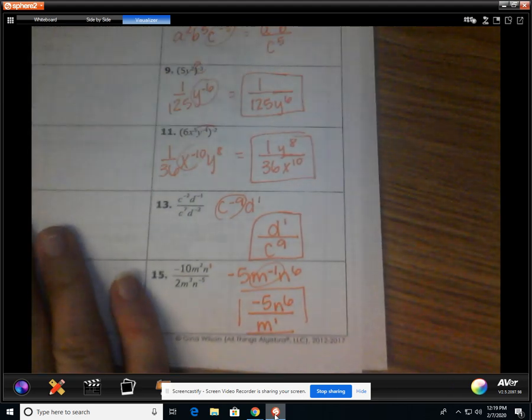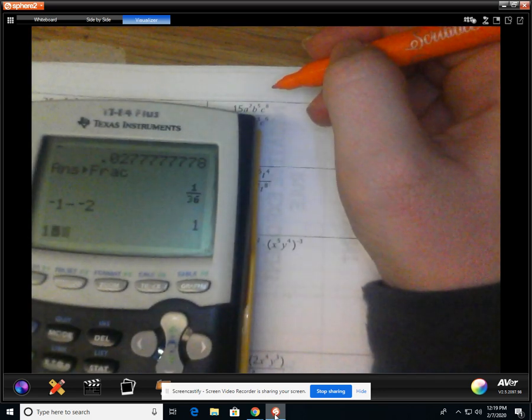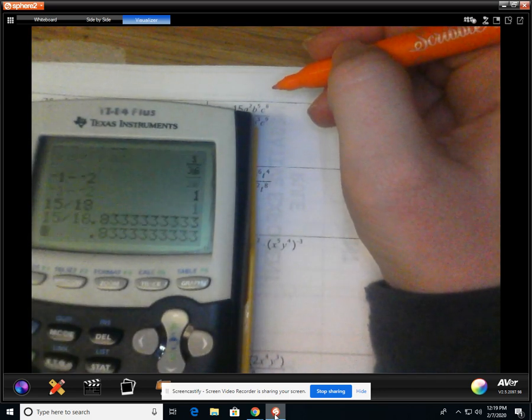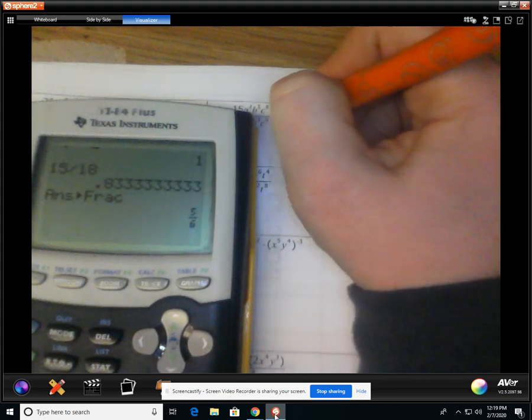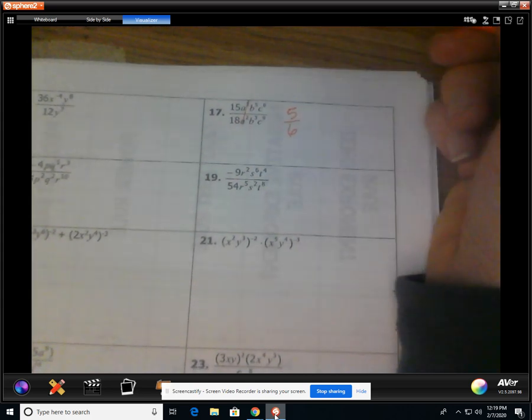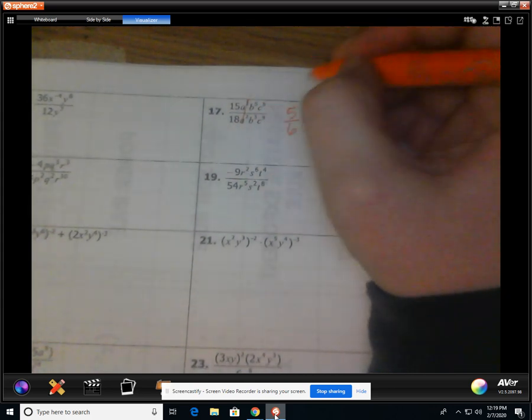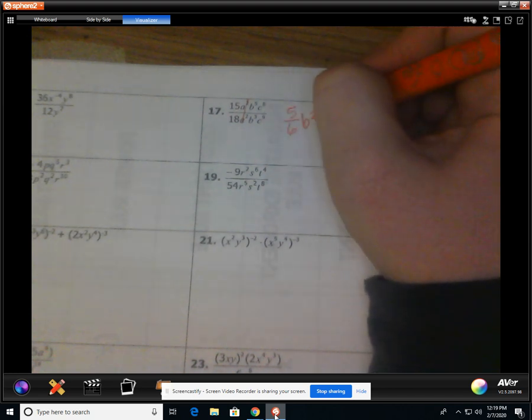Okay, flipping over to the back for a few more examples. For number 17, I have 15 divided by 18. Convert that back into a fraction. So that would be 5/6. And then 2 minus 2 cancels, so a is gone. 5 minus 3 becomes squared. And 8 minus 9 becomes negative 1.